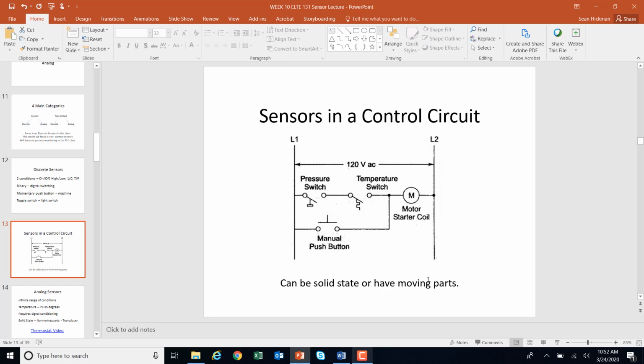Now, these sensors can be solid state, which means that they don't have any moving parts. They're electronic, or they can have moving parts. So these pressure switches here, for example, could be solid state, or it could actually have a cylinder or diaphragm that moves in it to open or close. All right. Be sure you understand the difference between solid state and non-solid state.